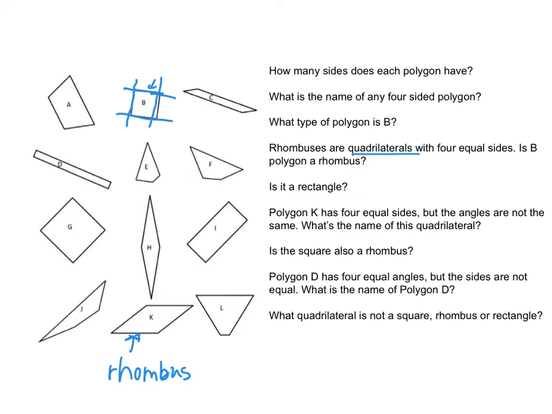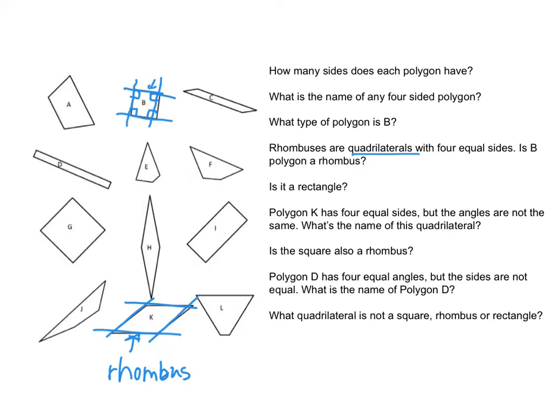It's also a square. So is B a rectangle? And we already said no. So polygon K has 4 equal sides, but the angles are not the same. In a square, each of those angles there is a right angle. But that's not true, definitely, with K. But it does have 4 sides, so I would say it's a quadrilateral, and our opposite sides are parallel. So K is also a rhombus. So that would be what we would call that.